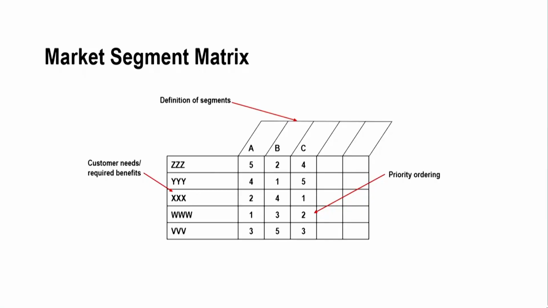So, first in this particular session, we will look at some models or some quantitative approaches of STP. For example, this is one way of creating some segments and priorities. On the left hand side, on the vertical, you have the customer needs. Each one of them, the Z or the Y or the X or the W or the V, these are all different customer needs or required benefits. And then based on this, we can create different segments.